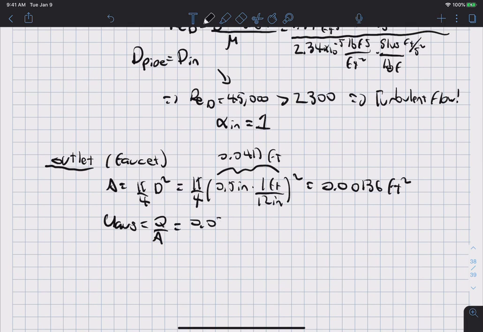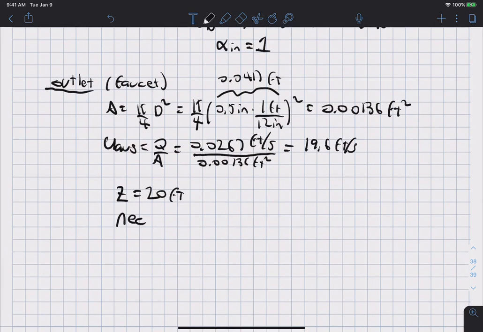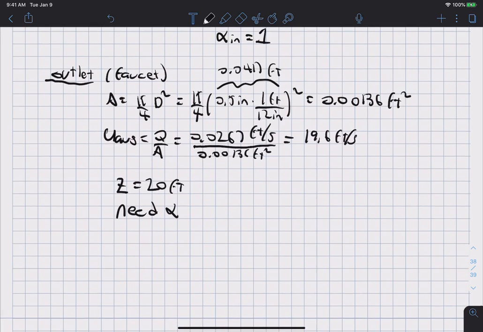So that equals 0.0267 cubic feet per second divided by 0.00136 feet squared. Okay, and that equals 19.6 feet per second. Okay, and I already argued earlier that Z at the outlet equals 20 feet. Okay, and now we need alpha. So again, check the Reynolds number. Because the diameter is different, we may be in a situation where maybe the Reynolds number is lower, and now it's laminar.